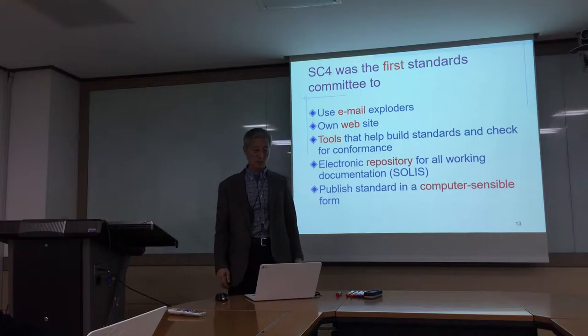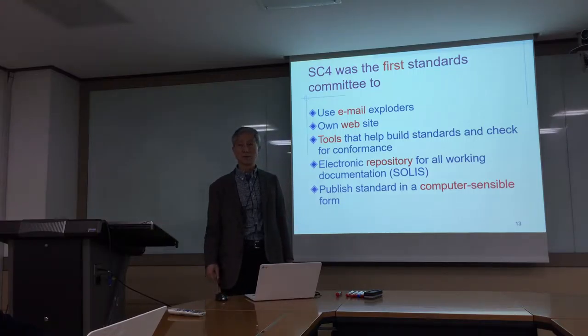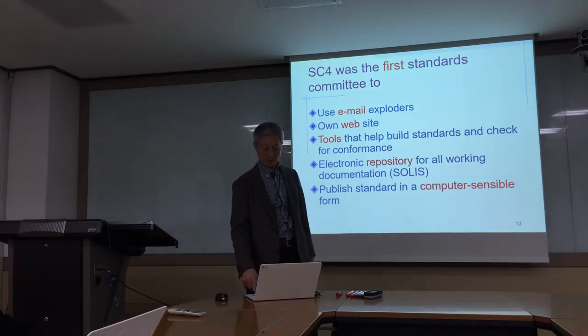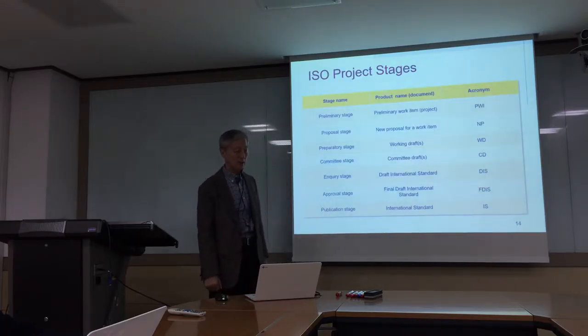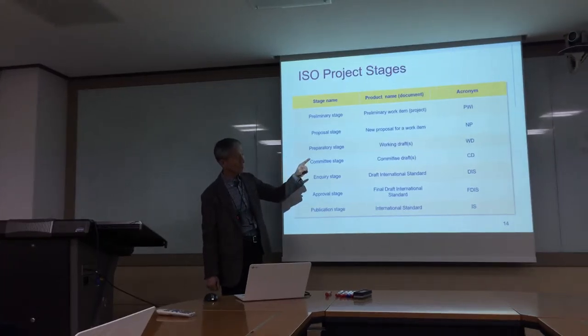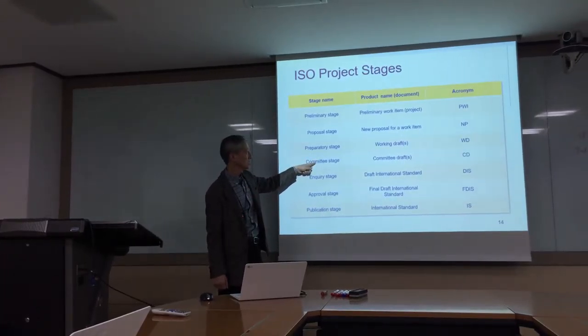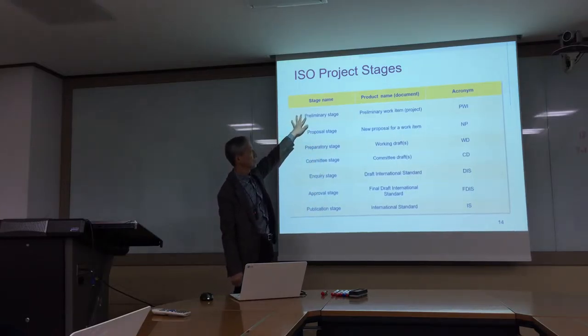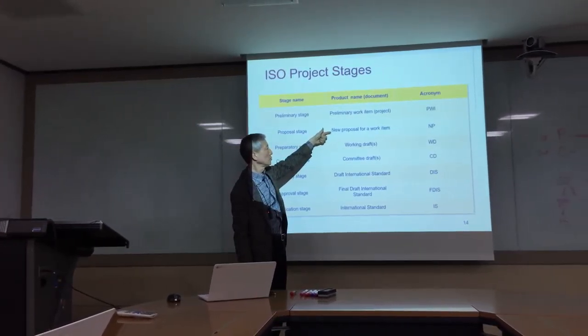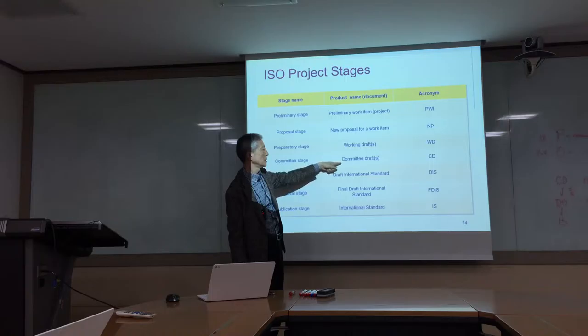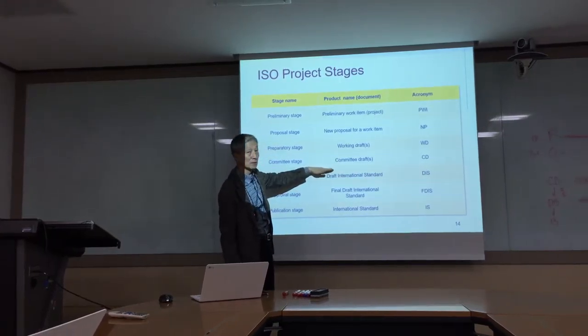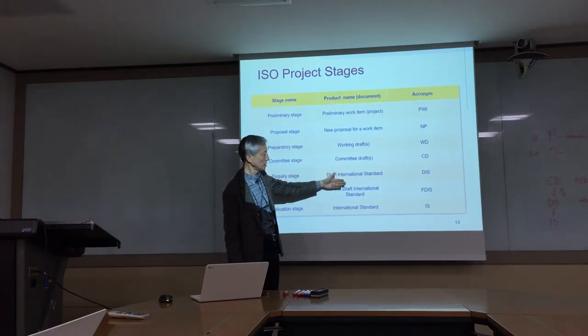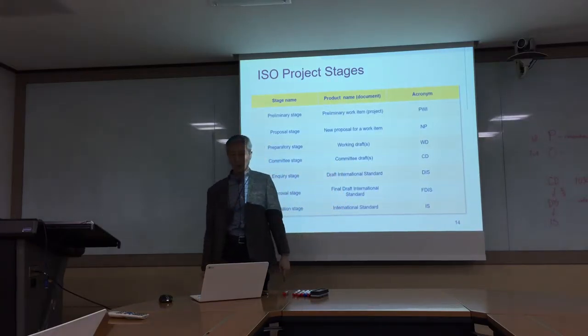Now ISO also publishes standards in computer-sensible form. EXPRESS itself is a computer-interpretable language, right? So it is heavily IT. And stages of standard: I told you that Soonjo and myself are working on CD, draft, and DIS. We are in between them. This is the whole process of making standards, starting from preliminary work item, PWI, and new proposal, working draft, and CD. So we just finished up to here, in the middle. And then we should produce DIS and FDIS and then finally IS.